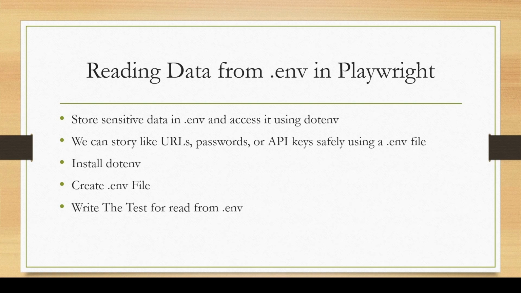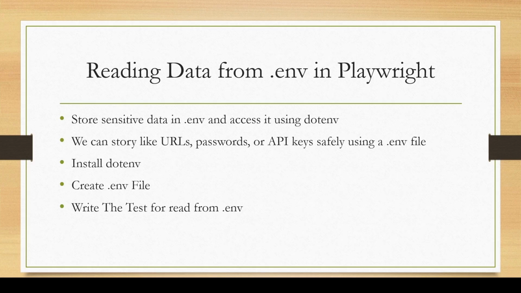In today's section, we are going to see how to read data from the .env file in Playwright. A .env file is used to store data like key and value pairs. In real-time automation projects, we usually work with multiple environments like dev, QA, stage, and production. Each of these environments has its own base URL, login credentials, and sometimes API keys.